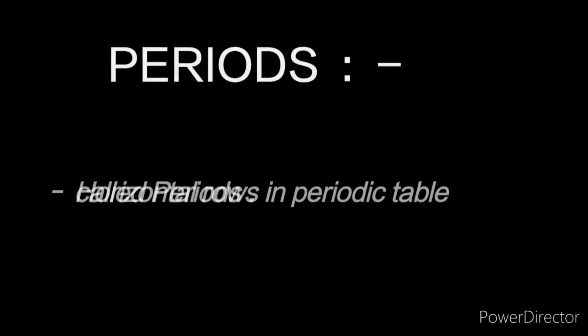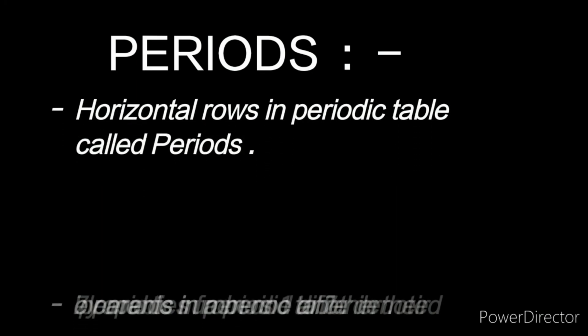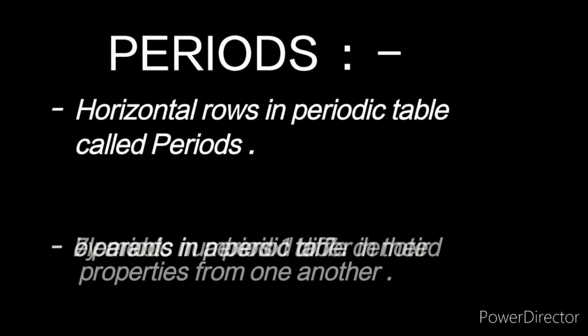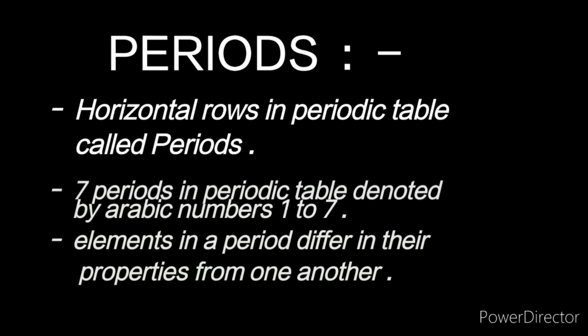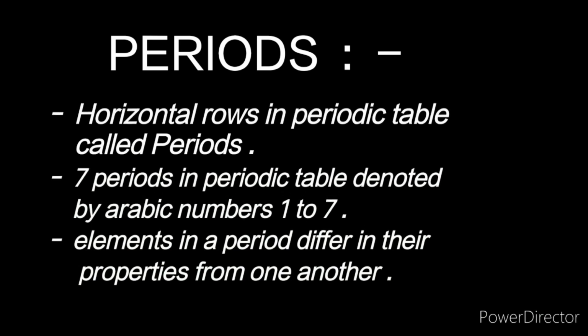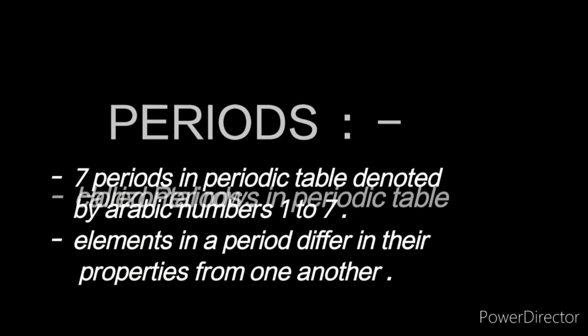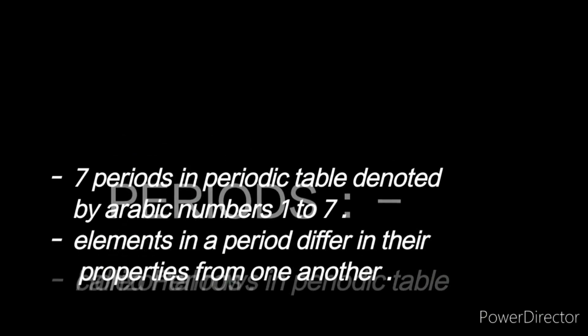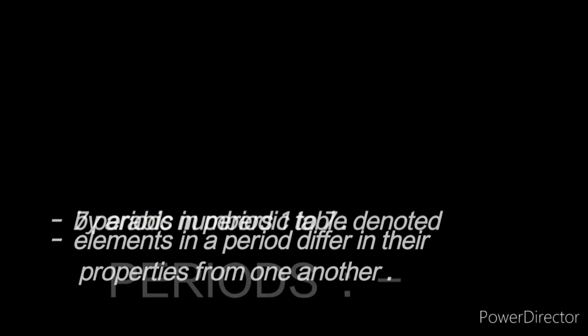The second one is periods. The horizontal rows in Mendeleev's periodic table are called periods. There are 7 periods in the table, which are denoted by Arabic numerals 1 to 7. Elements in a period differ in their properties from one another, unlike groups.